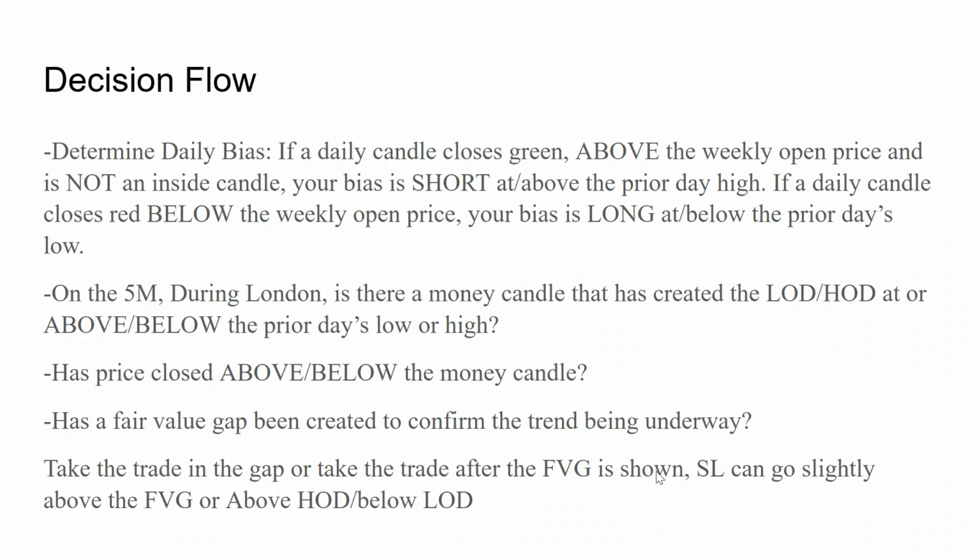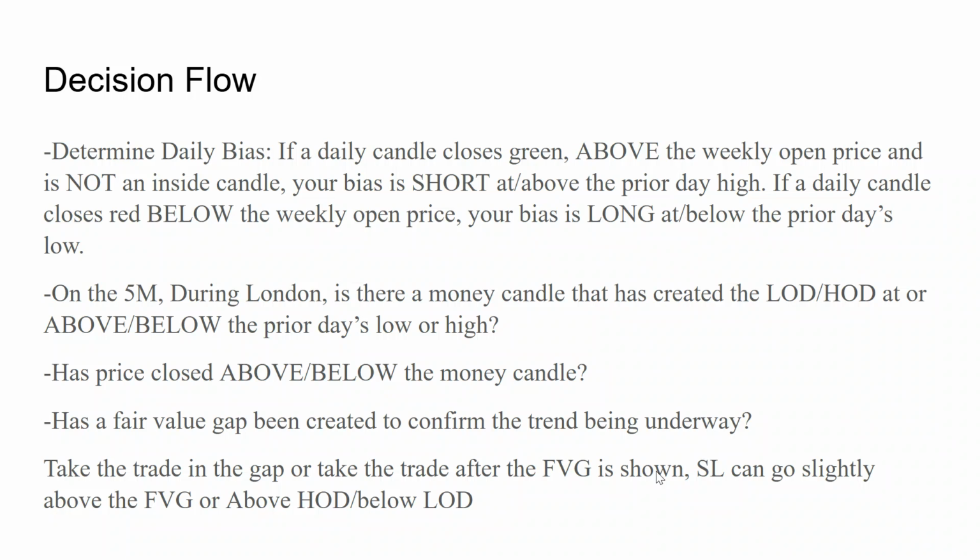Now, on the converse side, if a daily candle closes red below the weekly open price, your bias is long as the prior day's low is met or even broached. Again, I'll show you this. If you're looking at Monday, I'll use a short example: if the Monday candle closes green above the weekly open price and that daily candle is not an inside candle, then going into Tuesday, your bias is short.